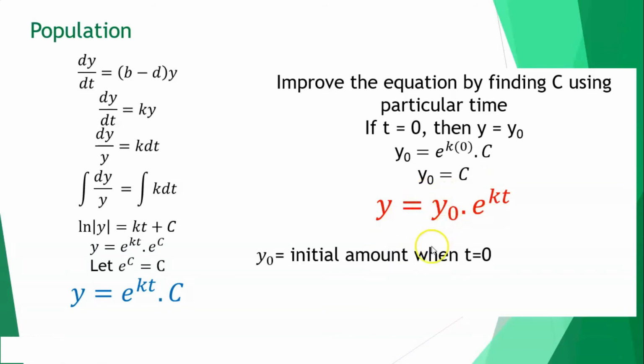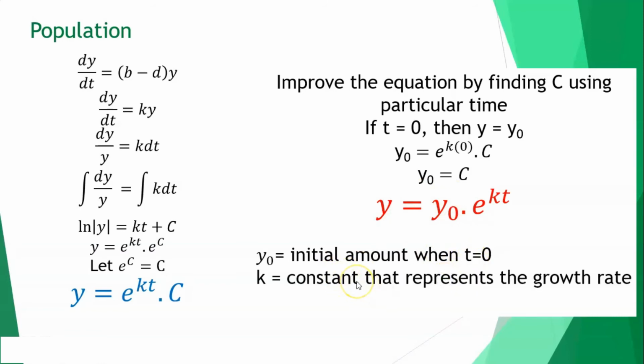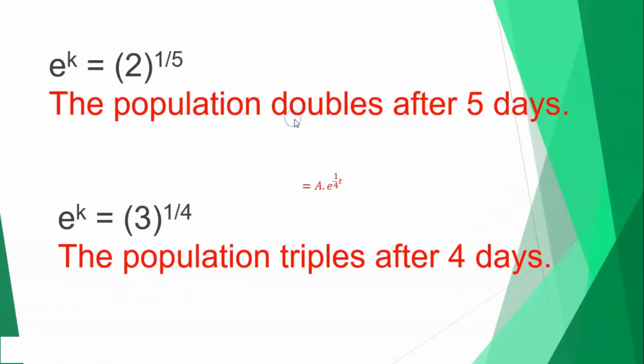So, take note of these variables. Our y of 0 here is our initial amount when the time is 0. Our k represents the constant growth rate, and t here is time. Take note, if you're given 8 to the power of k is 2 to the power of 1 over 5, it means the population doubles after 5 days.